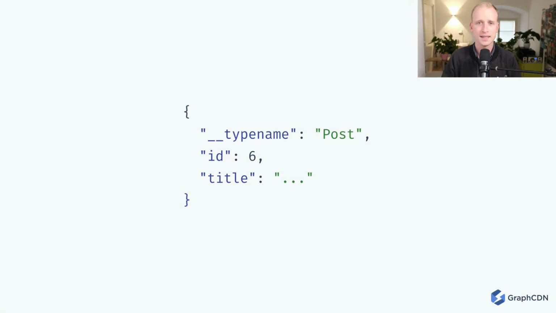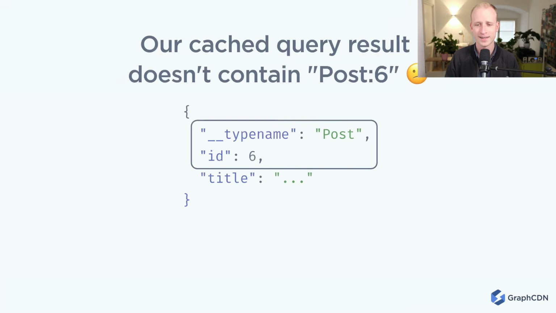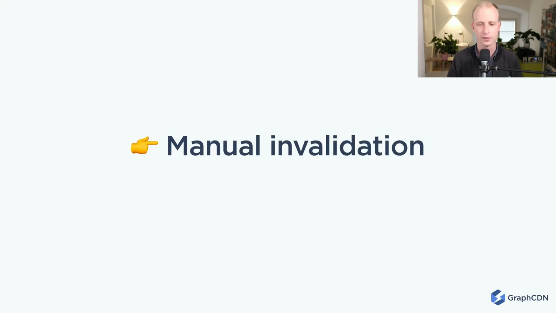Now, immediately you might realize the problem. None of our cached query results contain the post with the ID 6. That's a brand new post that we haven't seen before, which means the GraphQL client cannot automatically invalidate the posts query that was fetching the list of posts, because according to the tags, nothing has changed in that query. That's sort of the main edge case that people have to manually configure. And the way they do that is with manual invalidation.